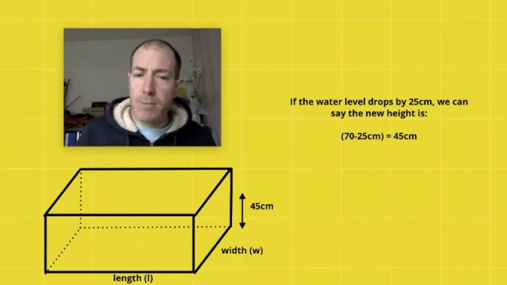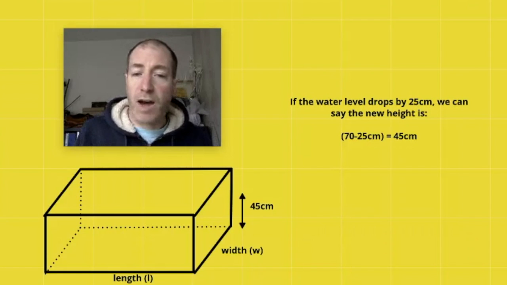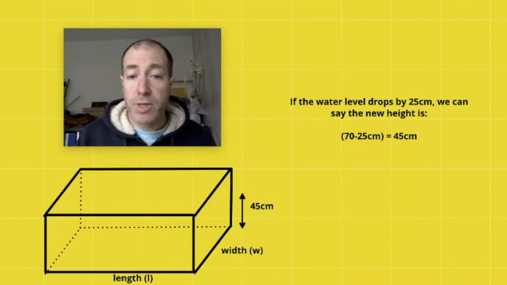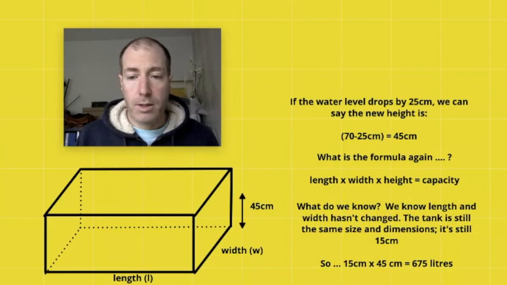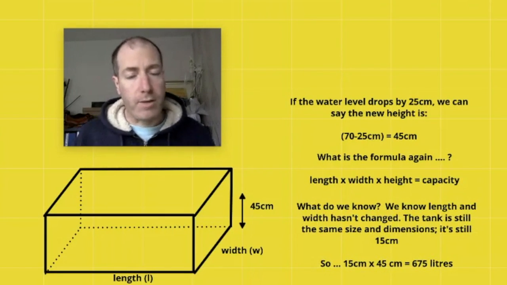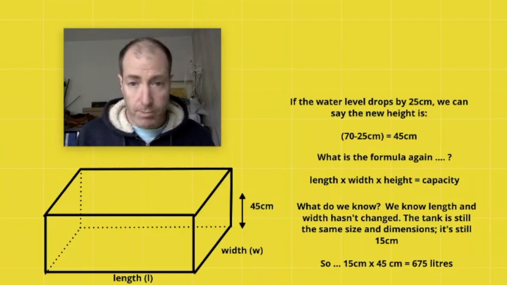And what was the value of the length times the width from the previous part of this question? That's right, it was 15, wasn't it? It hasn't changed. So we can say, therefore, that LW is 15. LW times the height is 45. So 15 multiplied by 45 should give us the new capacity.